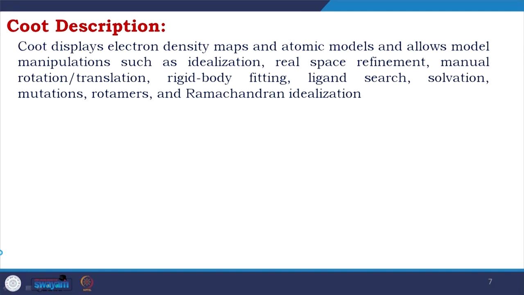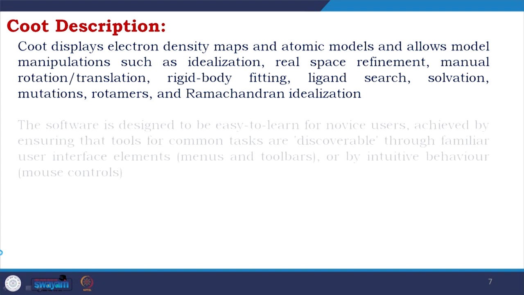So, these are the ones which are behind. Then we have Coot. Coot displays electron density maps and atomic models, and allows model manipulation. We talked about this, such as idealization, real space refinement, manual rotation, translation, rigid body fitting, ligand search, solvation, mutation, rotamer, Ramachandran idealization.